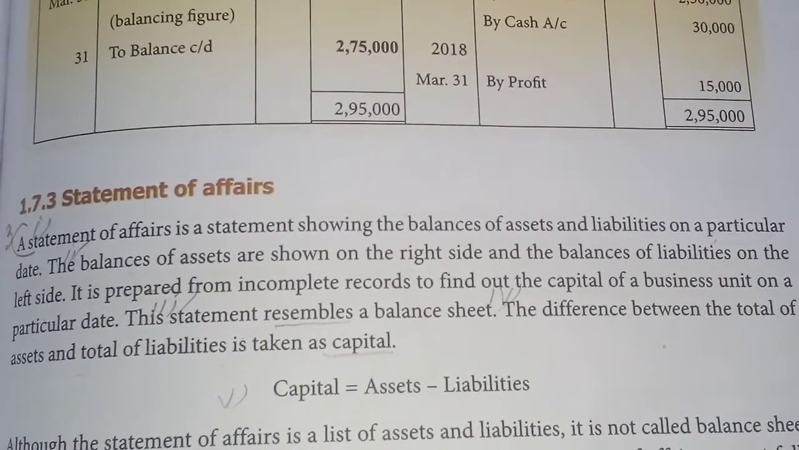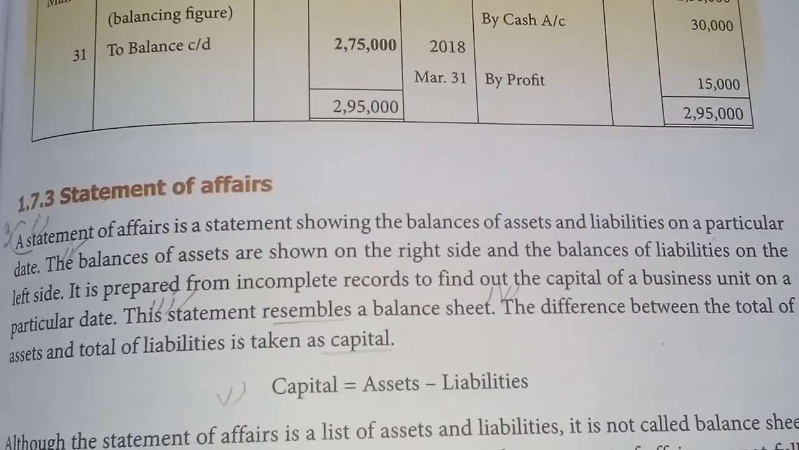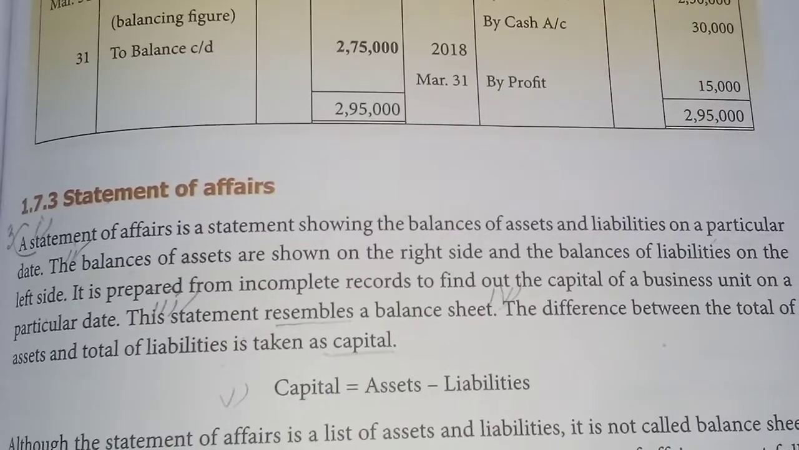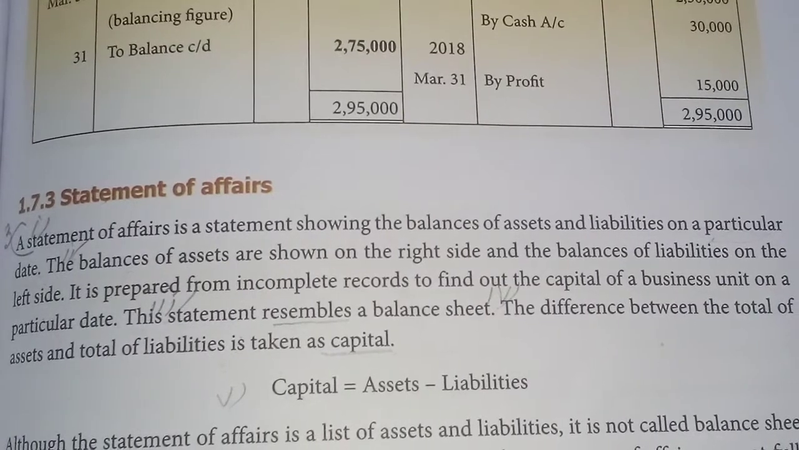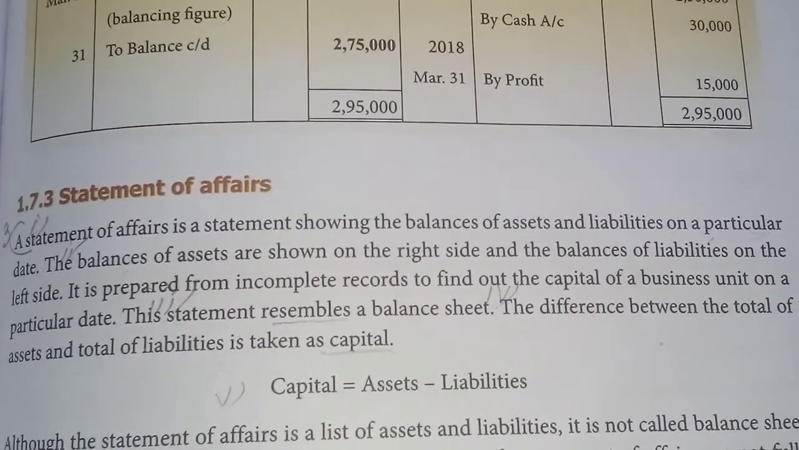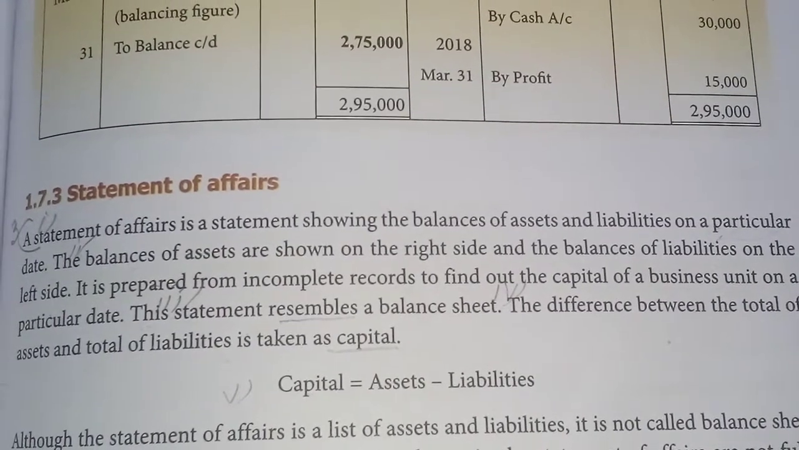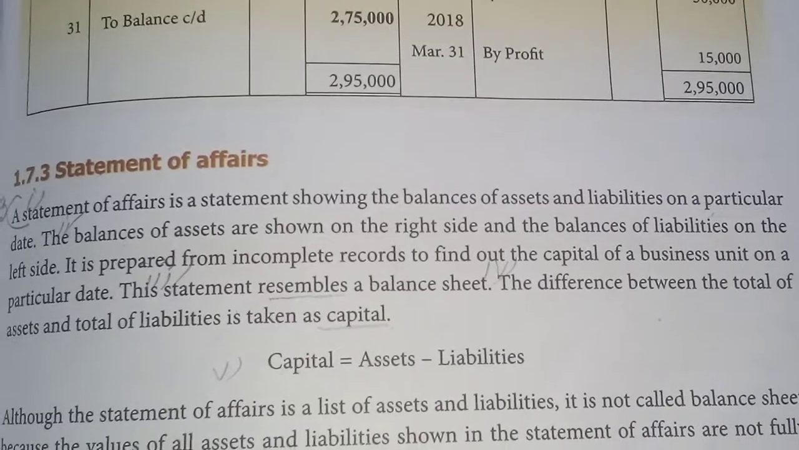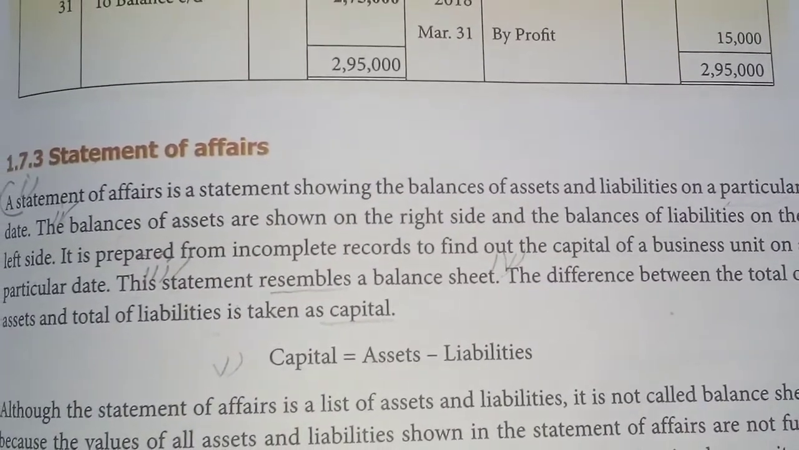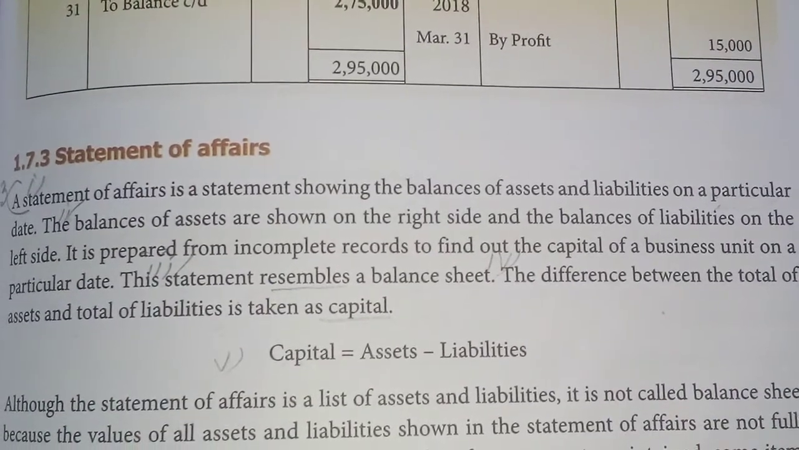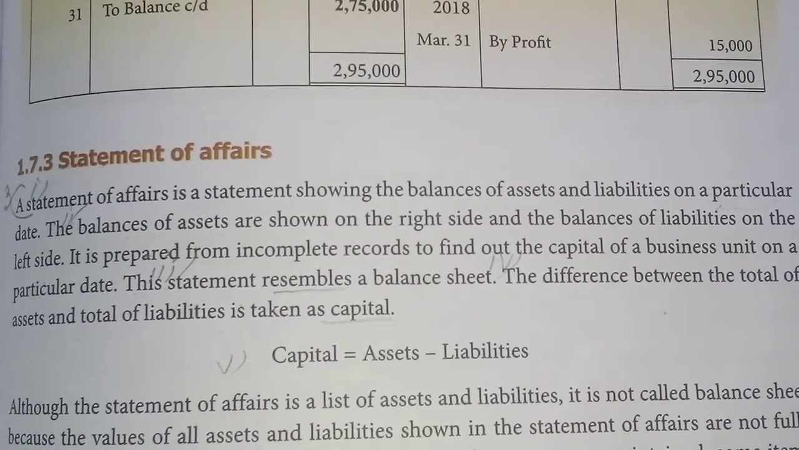But sometimes they may not give the opening capital and closing capital. Instead, they will give some items that will appear in the statement of affairs. The statement of affairs resembles a balance sheet, because items like land, all the assets, maybe current assets, fixed assets and current liabilities will be given. From those particulars we have to calculate the capital.